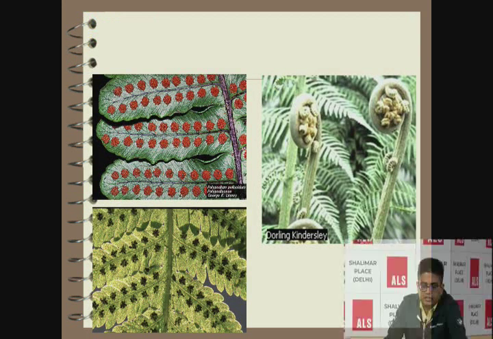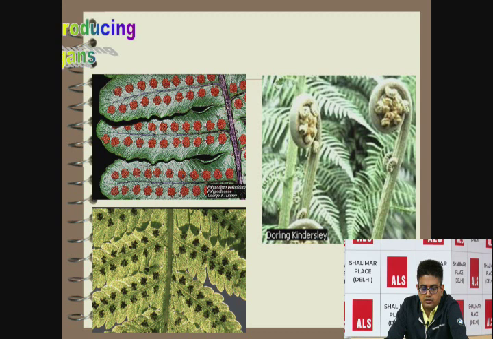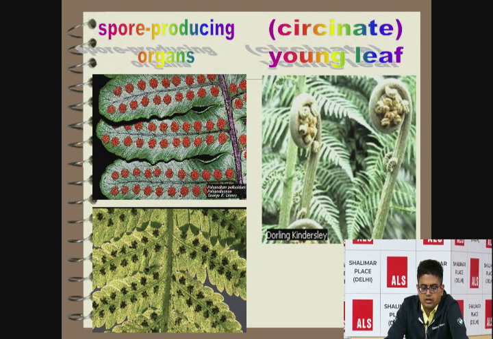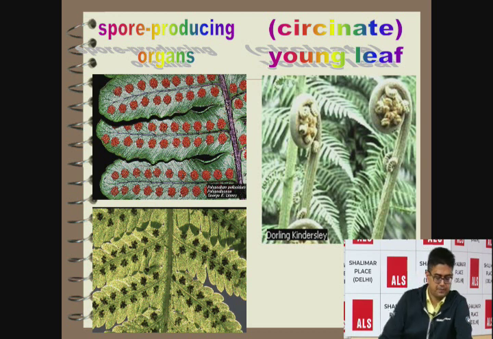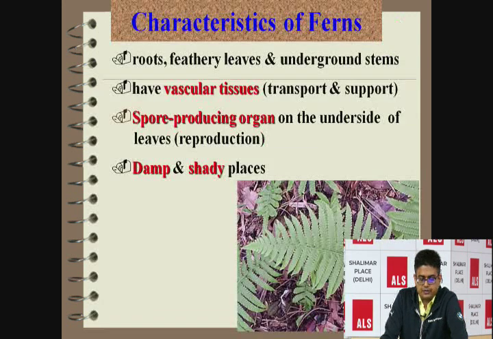These are examples of some ferns: Polypodium, Pteris, Pteridium, Dryopteris. And this is sorus. I was talking to you about sorus, right? This is the underside of the fern. You can see sorus here. Everybody can see sorus here. So this is how sorus looks.